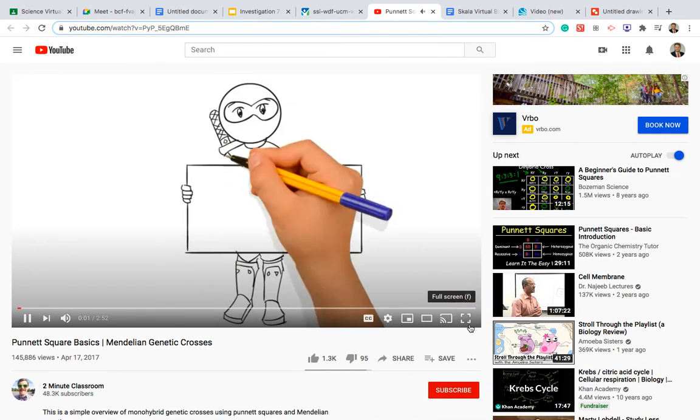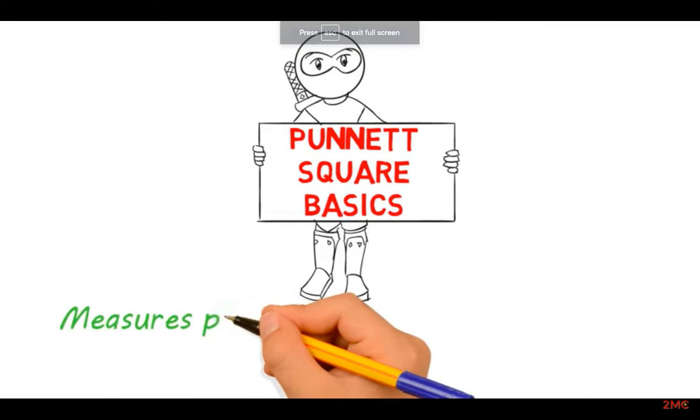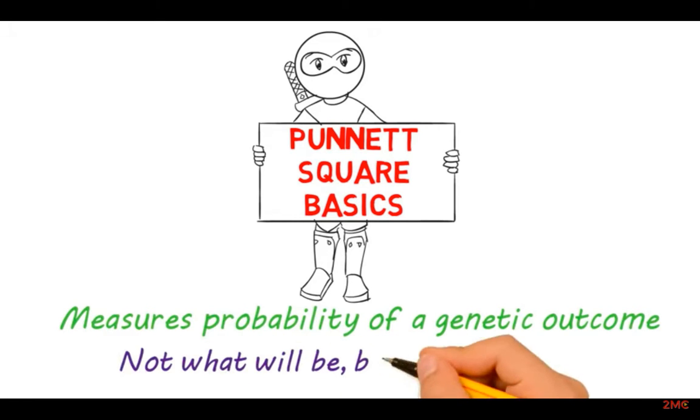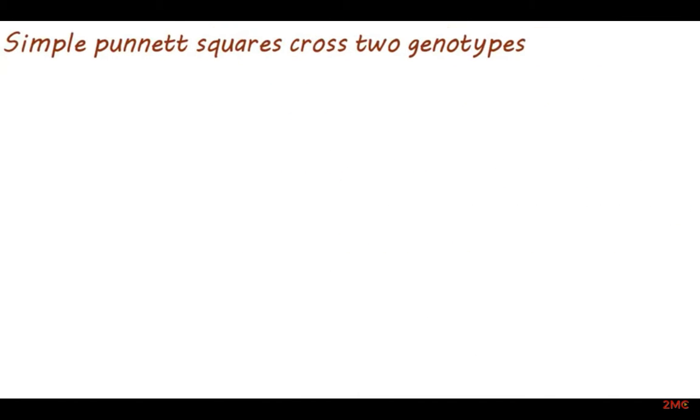Thanks for stopping by. Today we're talking about the basics of Punnett squares. Punnett squares measure the probability or likelihood of a genetic outcome based on a specific genetic cross. It doesn't tell you what will be, only what could be. For the simplest of Punnett squares, you'll cross two genotypes. These parent genotypes will be for the same gene but may or may not contain different alleles.